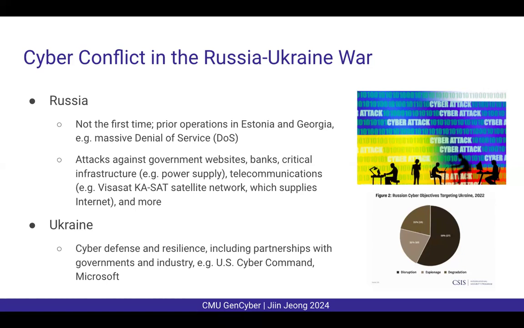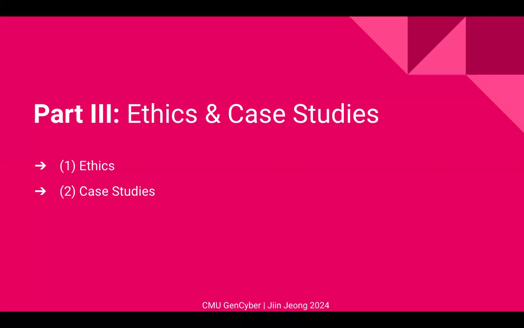If you look at figure 2, you see a majority of the cyber objectives targeting Ukraine in 2022 focused on disruption, but there was also espionage and degradation involved. Ukraine has also been focusing on improving its cyber defense and resilience, including partnerships across governments and industry, such as US Cyber Command and Microsoft, and so on. So cyber conflicts and attacks are actually being used in wars and in international conflicts today.